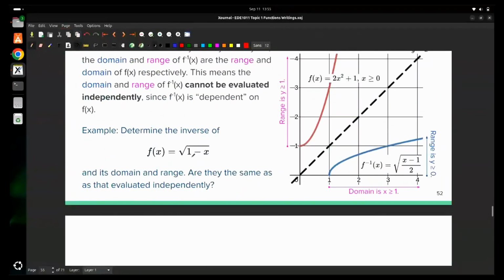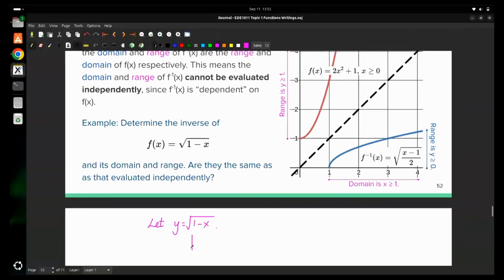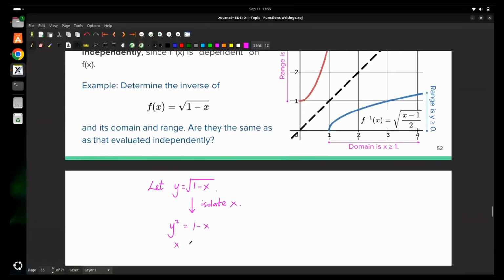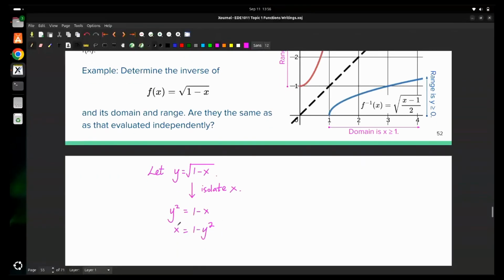So let me demonstrate. To find the inverse, the process has been illustrated just now already. We let y equals the root of 1 minus x. Then we want to isolate x, because you want to get x equals f inverse of y. This is really easy. You just square both sides, then bring the x across, and bring the y squared across. So you get x equals 1 minus y squared.